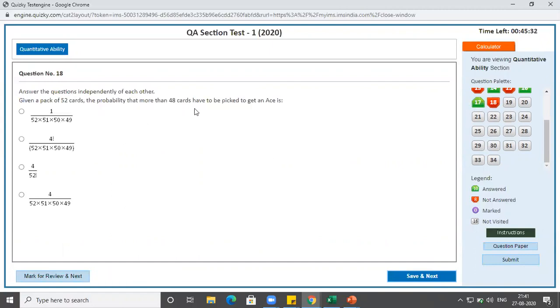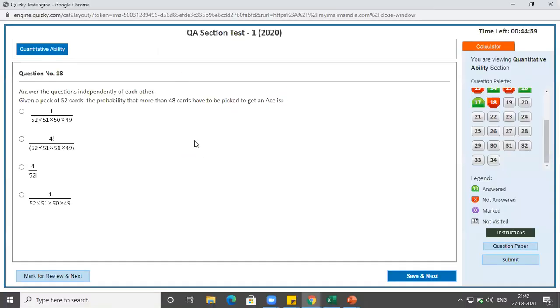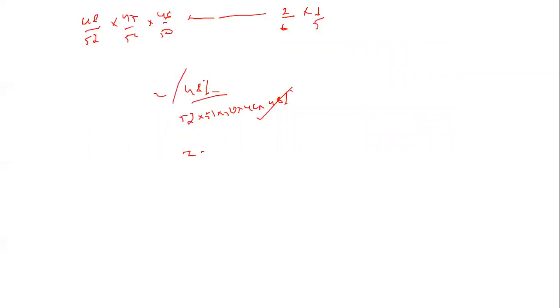Given a pack of 52 cards, the probability that more than 48 cards have to be picked to get an ace. Okay, so probability that I did not get ace for 48 times is 48 on 52 into 47 by 51 into 46 by 50 and so on up till 4 ka gap hai. So this will be 4 upar 6 into 1 by 5. Right, so this is going to be 48 factorial upon 52 into 51 into 50 into 49 into 48 factorial. Ye cancel. The answer has to be 41 upon.